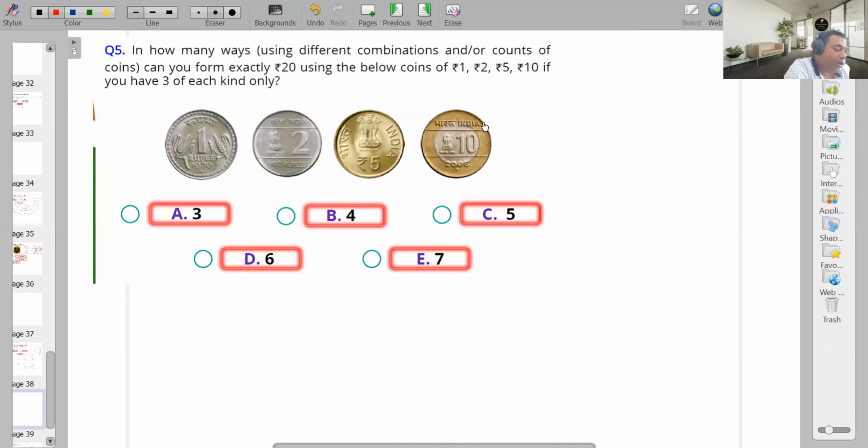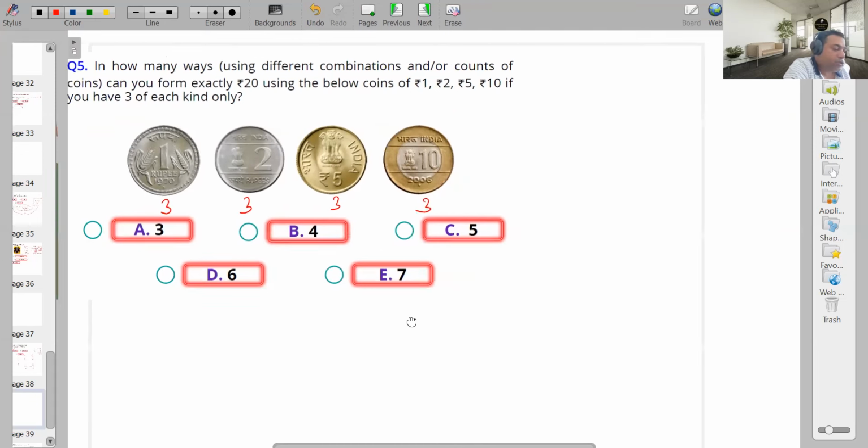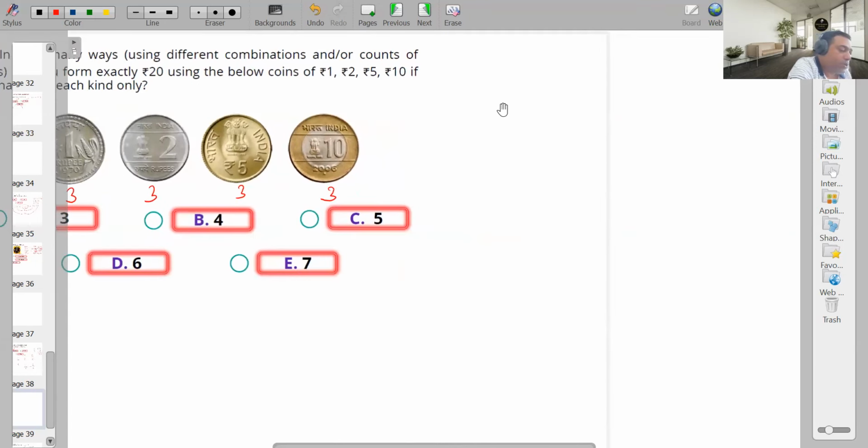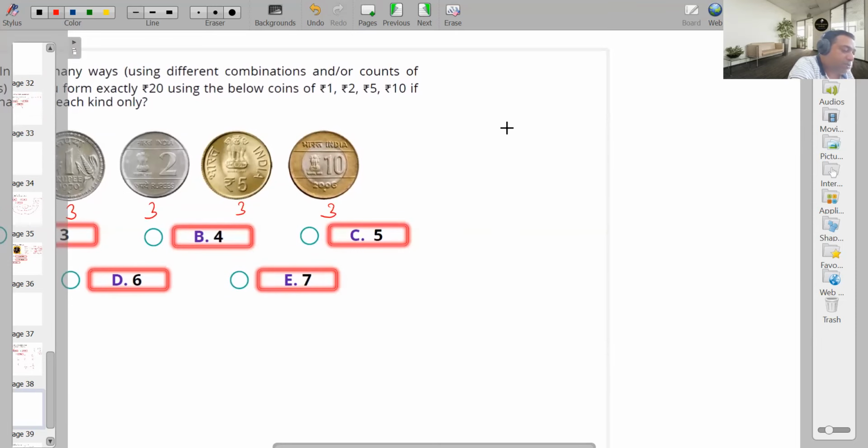All right. So we have to make 20 rupees and we have 3 of each. The count of each one of them is 3 only. In how many different ways? Okay, so let's try and do this. Let's make a table here. We'll have to do a systematic listing.